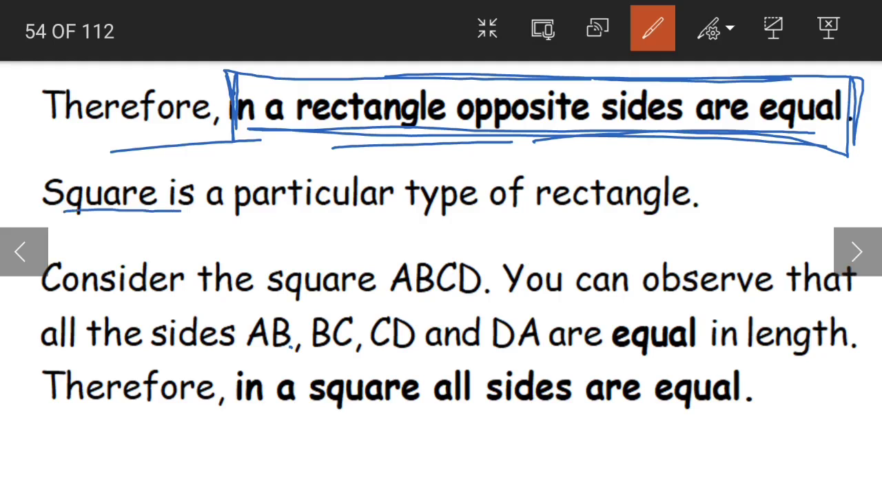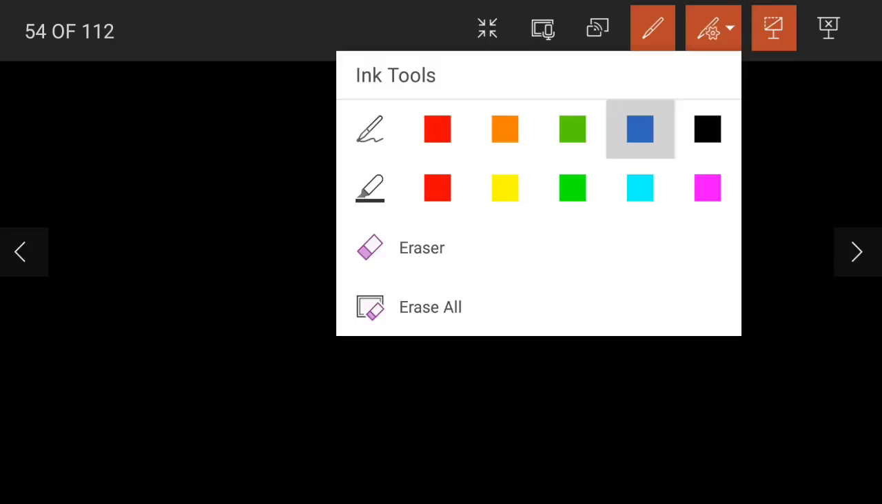Now square. What is the square? Square is also a particular type of rectangle. Consider the square ABCD. You can observe that all the sides, that is AB, BC, CD and DA, are equal in length. Therefore, in a square, all sides are equal. How does a square look? This is how a square looks.